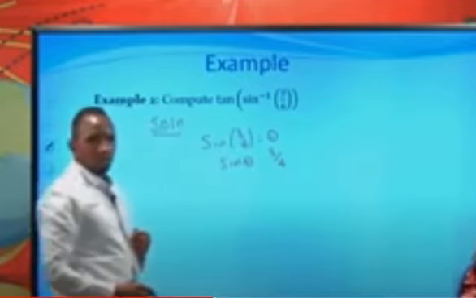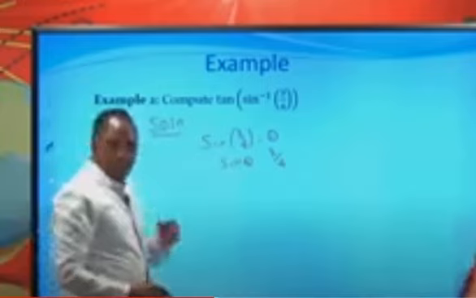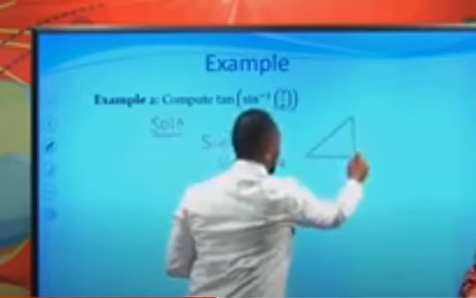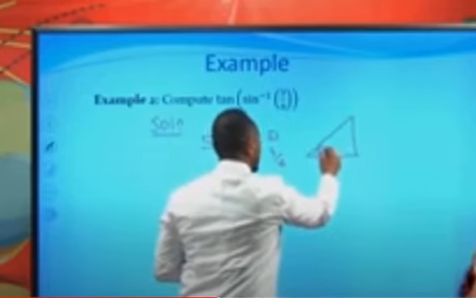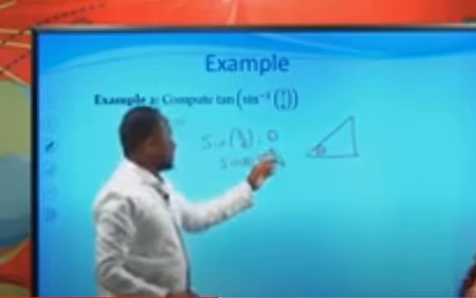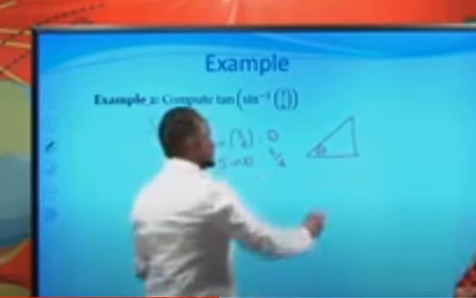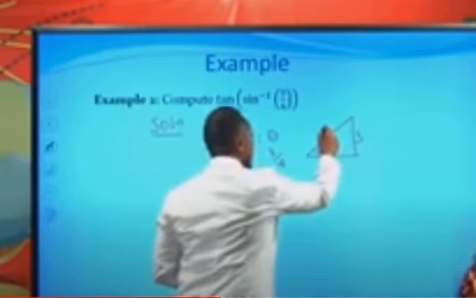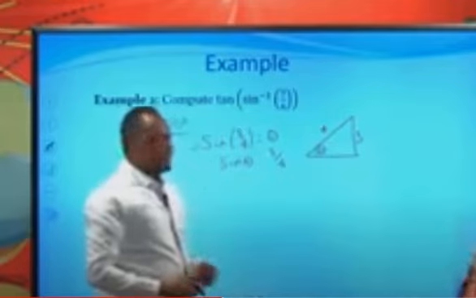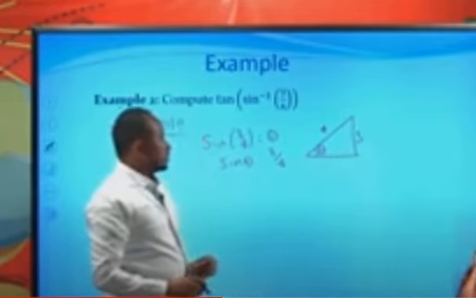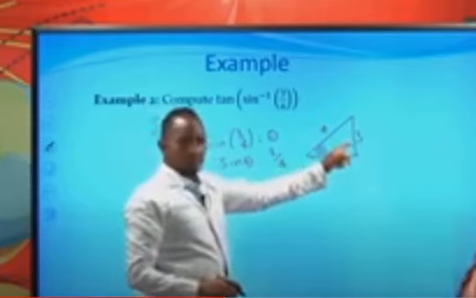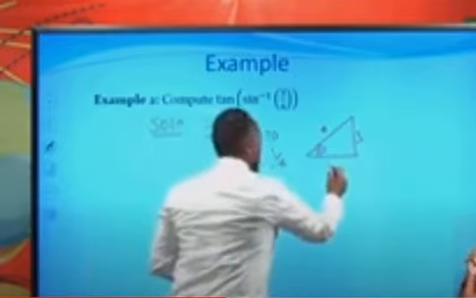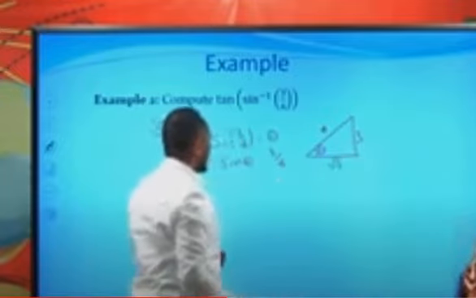Now, using a reference triangle, assume this is theta. Sine theta means opposite over hypotenuse. The opposite side here is 3, the hypotenuse is 4. Using the Pythagorean theorem, you can determine the adjacent side: 4 squared minus 3 squared, 16 minus 9, is 7. So you will have square root of 7.